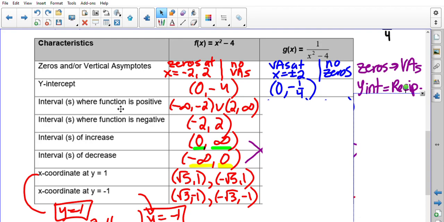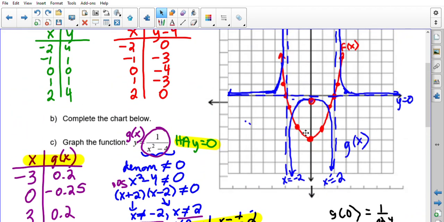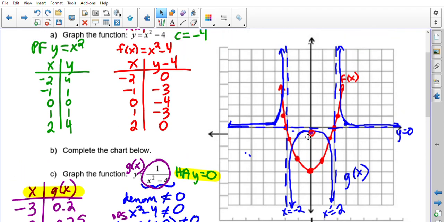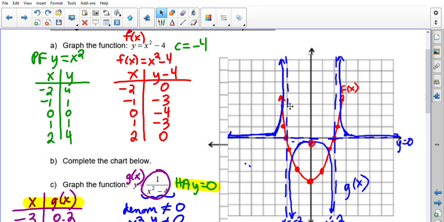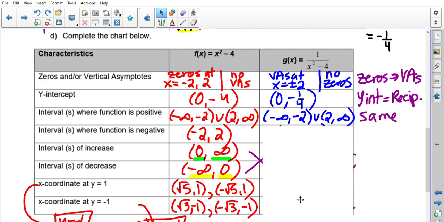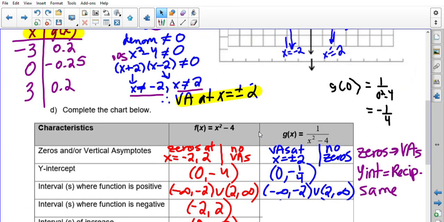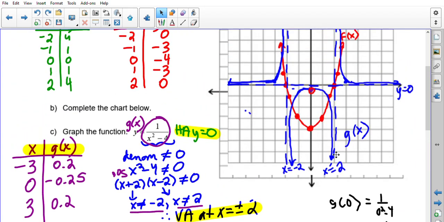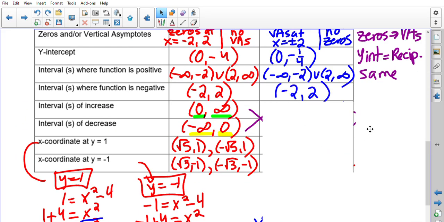All right, now we're going to look at the interval where the function is positive. So where is the blue graph above the x-axis? It's above the x-axis for this area here, so from -∞ until -2, and then above also for this bracket, which is 2 to infinity. What do we notice again? They're the same. Where's the function negative? It's below the x-axis for this area here, and that's between -2 and 2. That is also the same as the original.